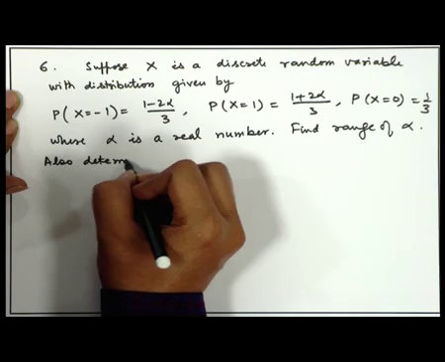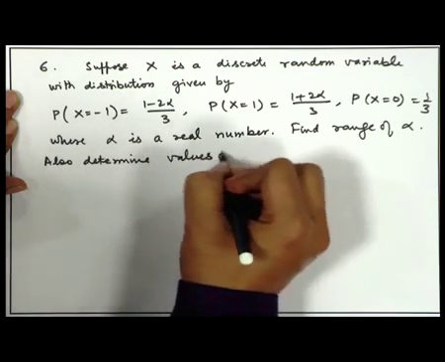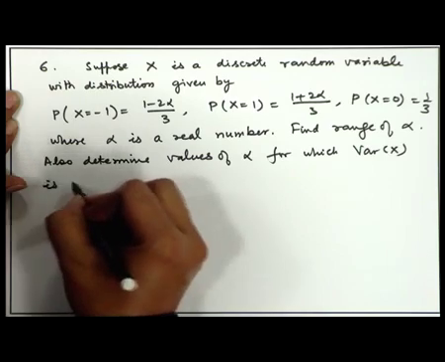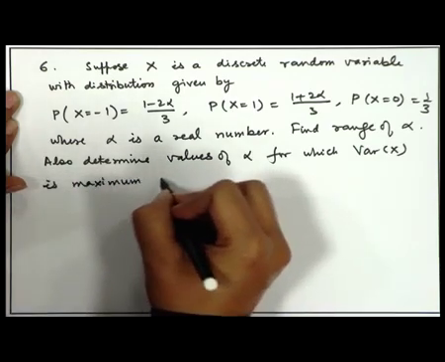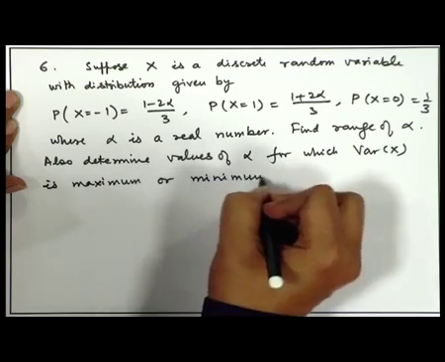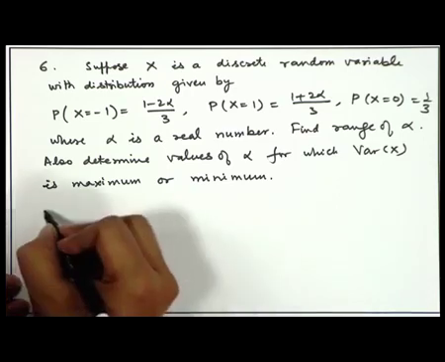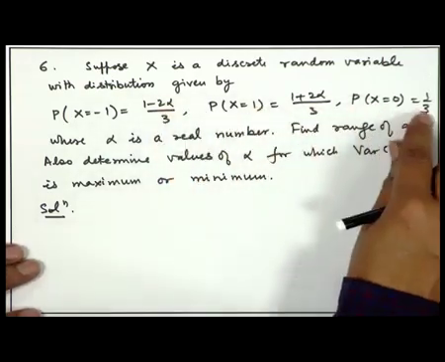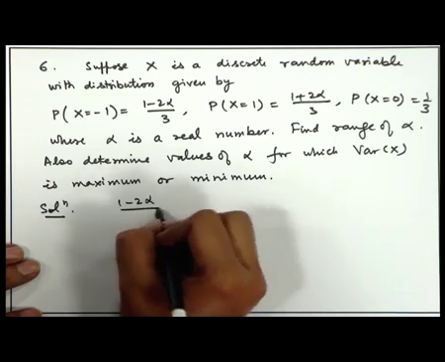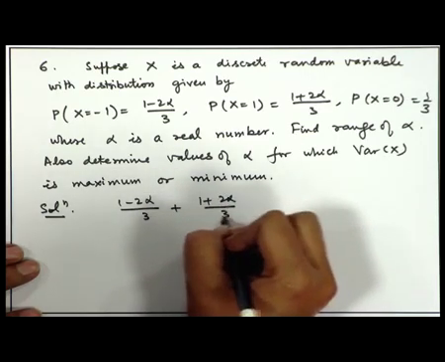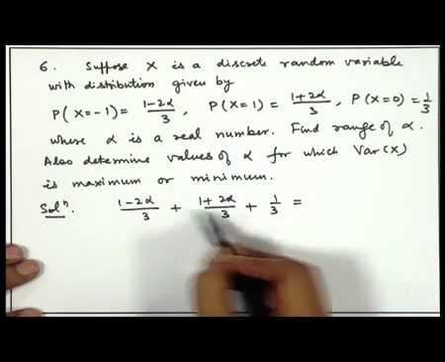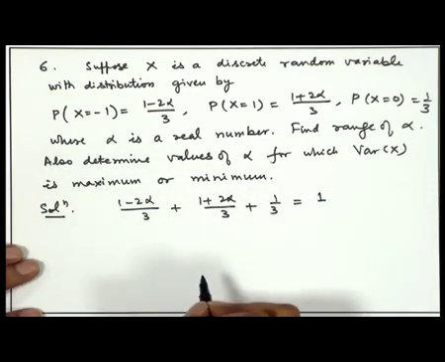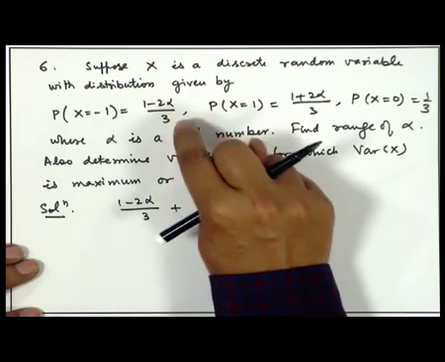Also determine the values of alpha for which the variance of x is maximum or minimum. So, first of all let us check whether it is a proper probability distribution. So, the sum of the probabilities must be equal to 1. Let us see: 1 minus 2 alpha by 3 plus 1 plus 2 alpha by 3 plus 1 by 3. So, this 2 alpha by 3 minus 2 alpha by 3 cancels out, we get 1 by 3 plus 1 by 3 plus 1 by 3 is equal to 1. So, one condition is satisfied.